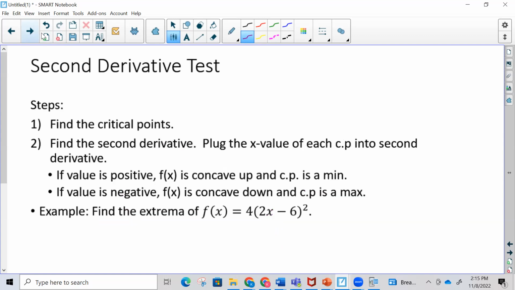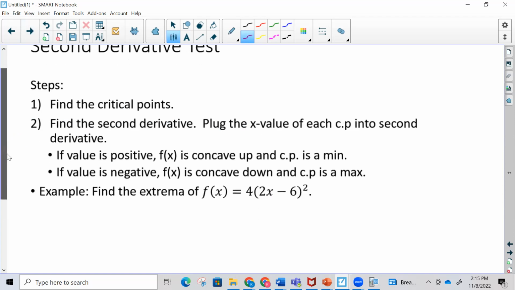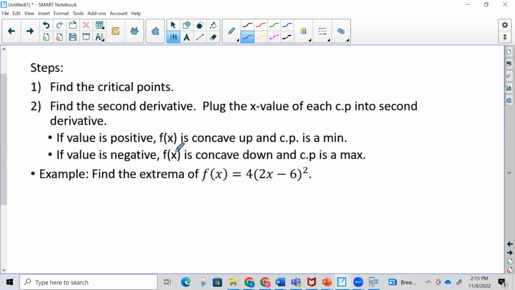So how we do this test is we find the critical points, and then we find the second derivative. We plug the x value of each critical point into the second derivative. If you get positive for the second derivative, f is concave up, and the critical point is a min. If you get negative, f is concave down, and the critical point is a max. So let's look at an example.